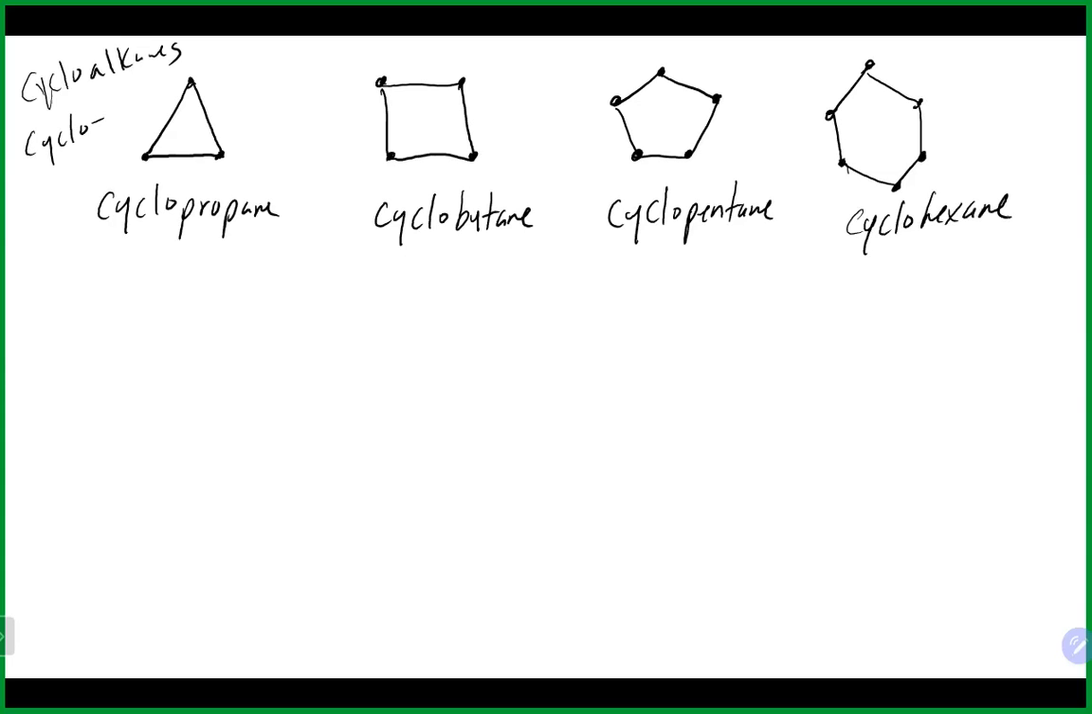Now, if we were to draw the condensed formula for these, it would look something like this. Remember, we would have our hydrogens there. That would be more of the condensed formula for it. And obviously, for something like this one, it would look like this.